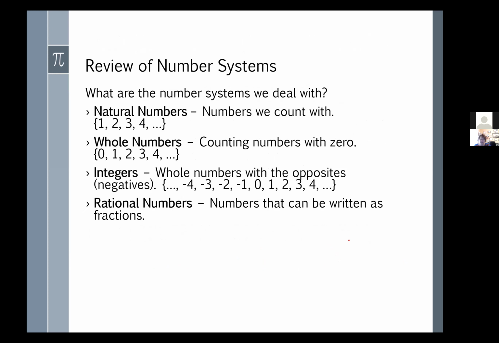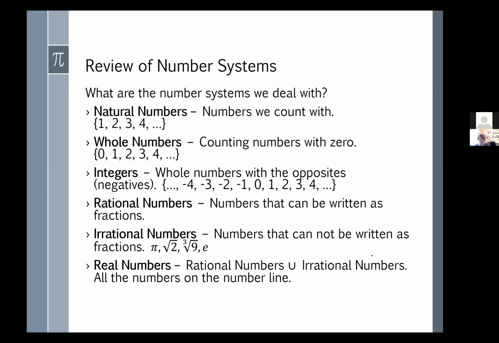Okay, so reviewing the number systems, we've already talked about this a little bit. The natural numbers are the numbers that we count with. If you take the natural numbers and add the 0, you get the whole numbers. If we take the whole numbers and we add the opposites, we get the set of integers. Rational numbers are numbers that can be written as fractions. Irrational numbers are numbers that can't be written as fractions. And the real numbers is the union of the rational and irrational numbers.